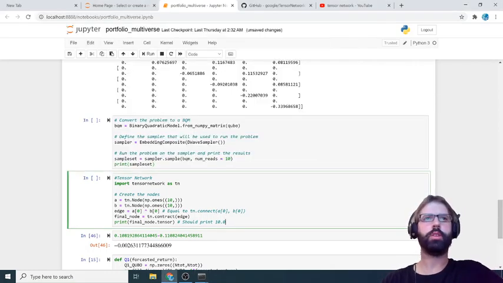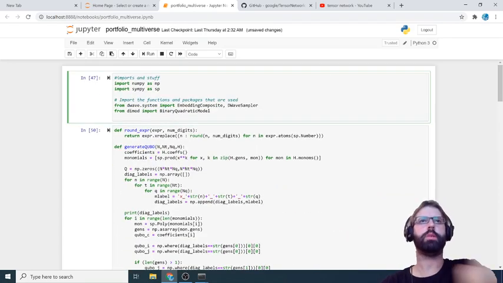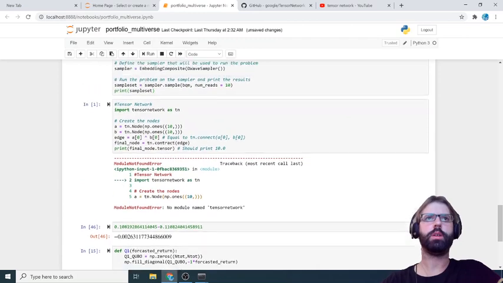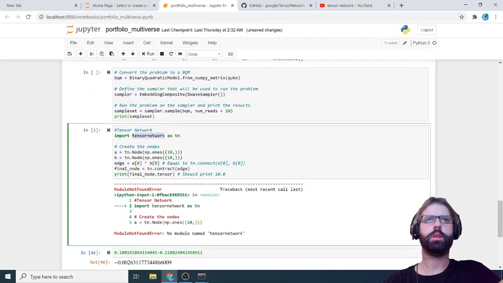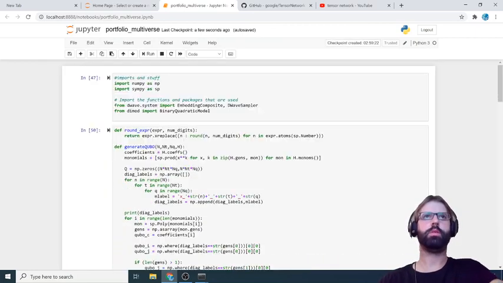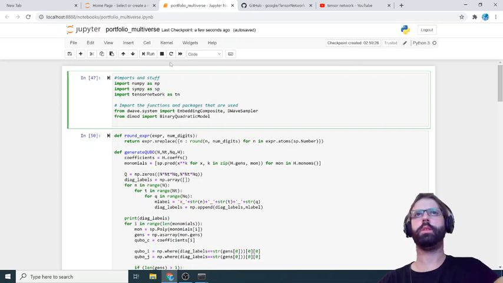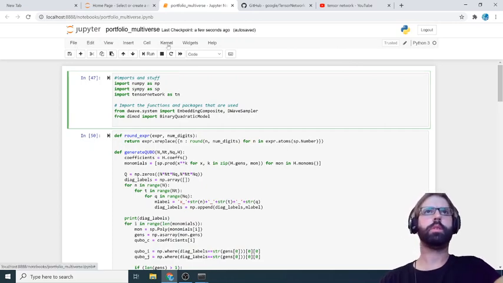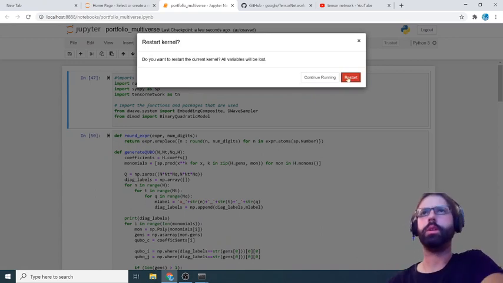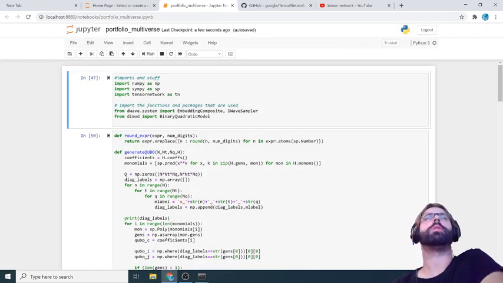I'm not so sure if I don't need to rerun these though. First of all, I probably need to. Why don't I just import this there? Yeah, I think I should restart the kernel, to be honest, because I don't think that this is... kernel restart. I think I should restart that, because I just freshly installed these.